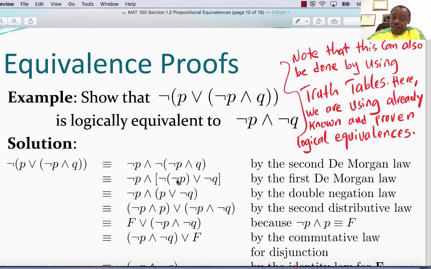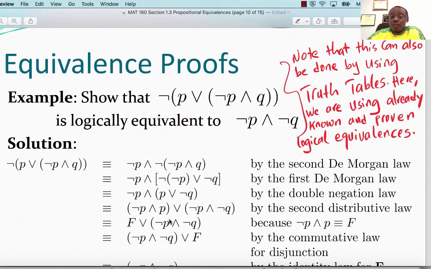But wait a minute, not not P is P, one of the key logical equivalences. So that gives us not P and, right here, P or not Q. So what do we do from here? Oh, wait a minute, the distributive laws. We can distribute these and it gives us not P and P or not P and not Q. Wow, that's beautiful. Wait a minute. What else? Oh, not P and P is always false. That's a contradiction. So that is F or not P and not Q.